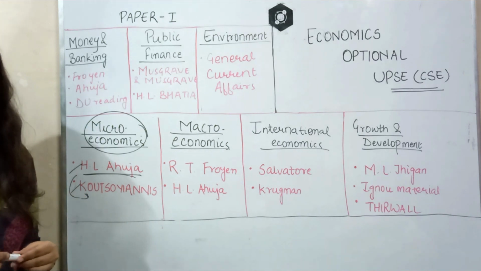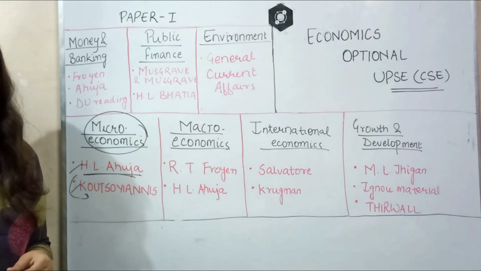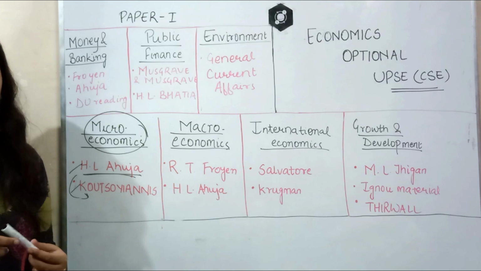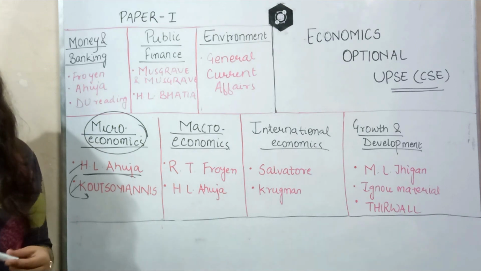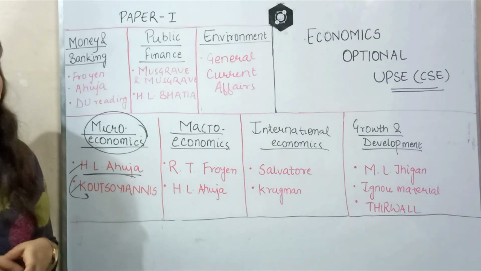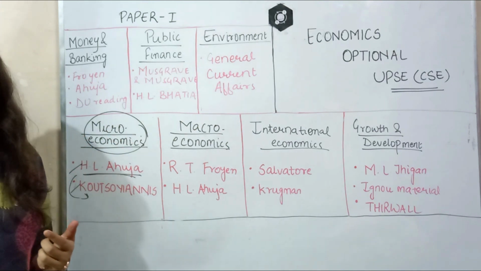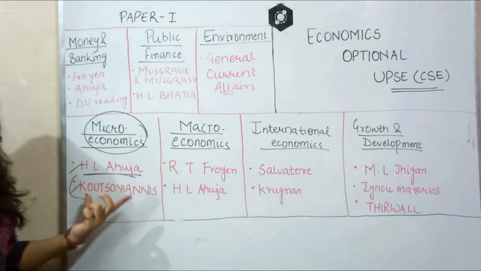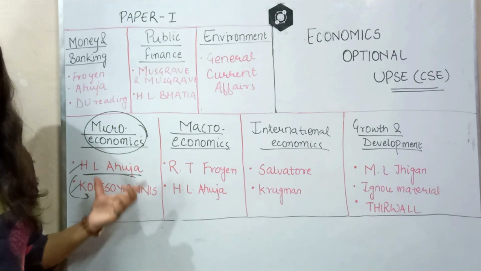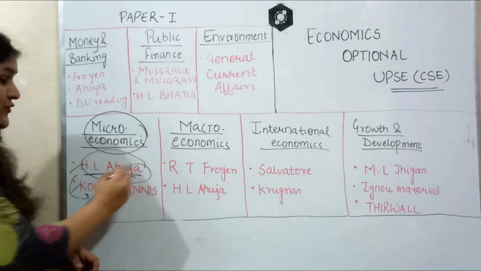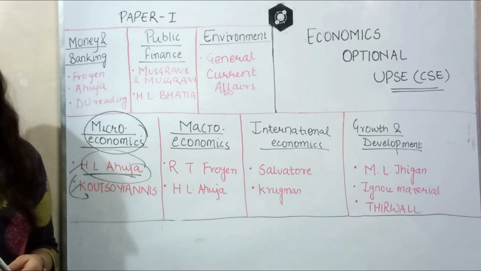But in Koutsoyiannis, one major challenge is that it contains a lot of the mathematical portion of microeconomics. UPSC usually doesn't ask the mathematical portion of microeconomics, so we can avoid the mathematical parts in Koutsoyiannis and read it for theoretical aspects. Otherwise, as per toppers' recommendation, you can read this H.L. Ahuja book. This book is very repetitive.